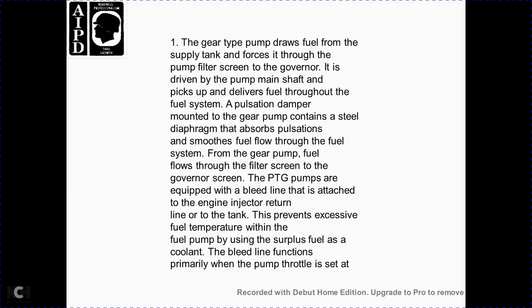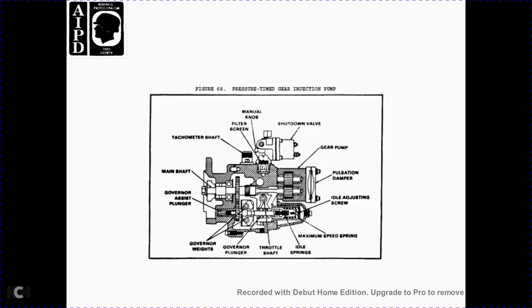The pressurized time and gear pumps are equipped with a bleed line attached for the engine injector return, inline with the tank of the pressure. Except for the fuel tank, the pump temperature within the fuel pump rises, so the surplus fuel acts as coolant, bled in line to the fuel tank. The fuel throttle is set at the pressurized time gear injection pump.